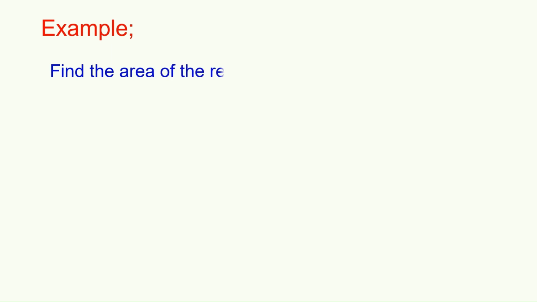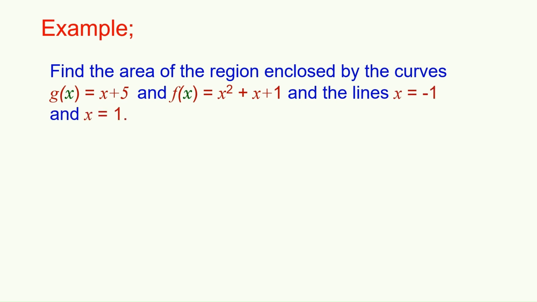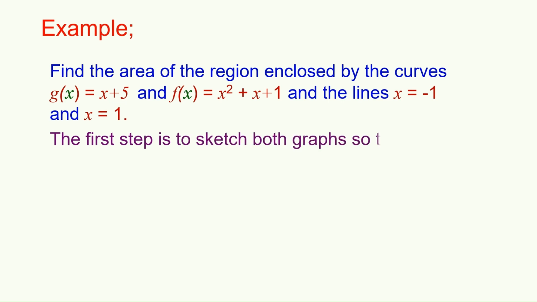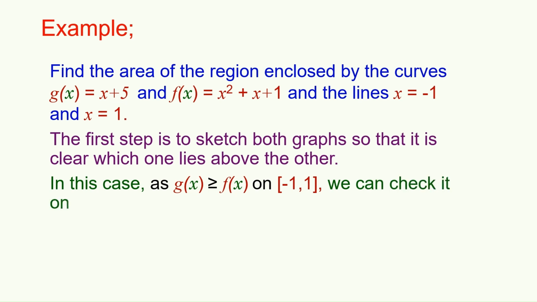We take here an example. Find the area of the region enclosed by the curves g(x) equals x plus 5 and f(x) equals x squared plus x plus 1, and the lines x equals minus 1 and x equals 1. The first step is to sketch both graphs so that it is clear which one lies above the other. In this case, as g(x) is greater than or equal to f(x) on the limit minus 1 to 1, we can check it on the graph.